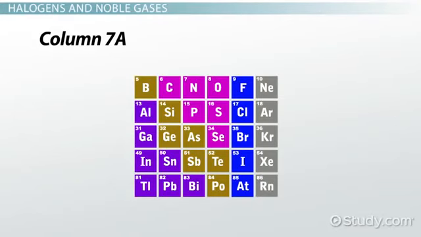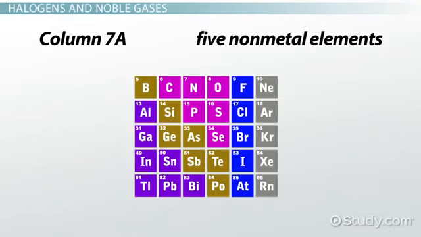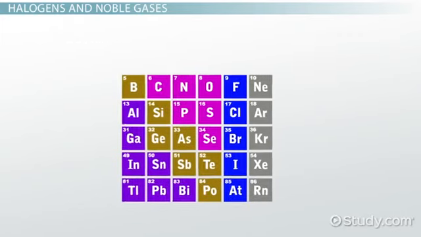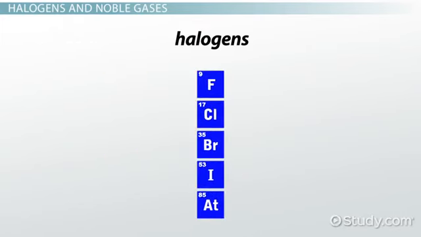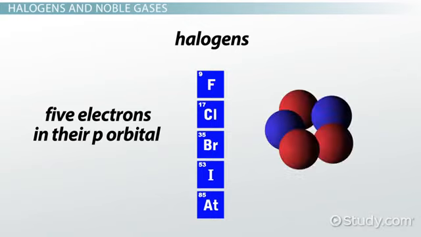Column 7A is made of 5 nonmetal elements with very similar properties. Collectively, these p-block elements are known as halogens. They have 5 electrons in their p orbital and are known for being extremely greedy for electrons.